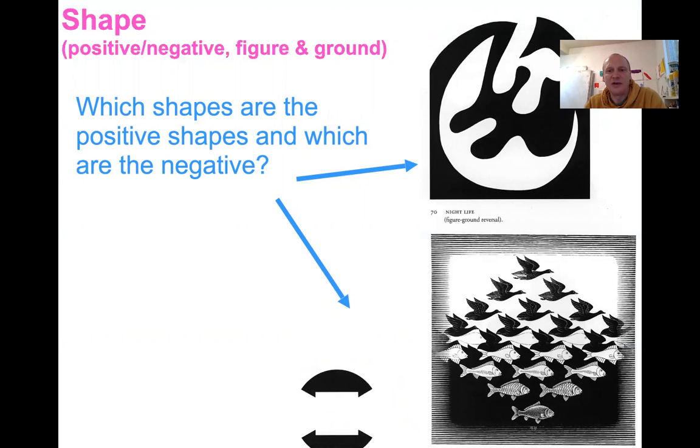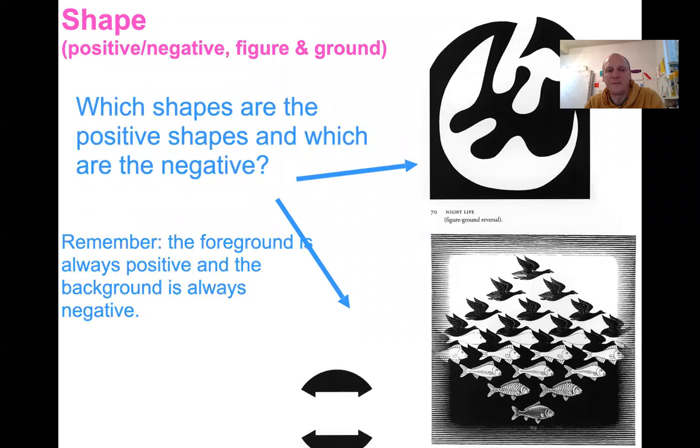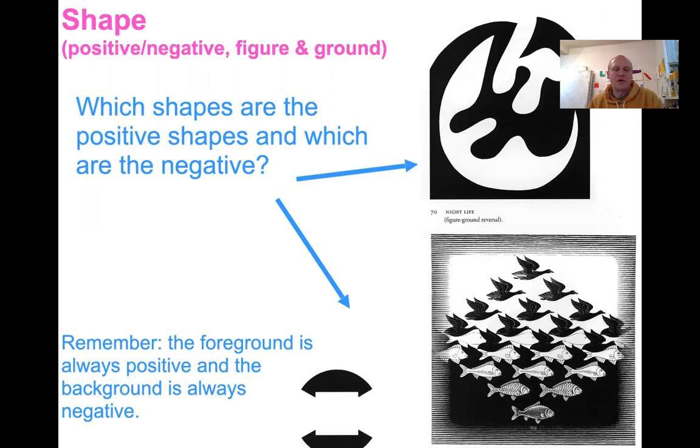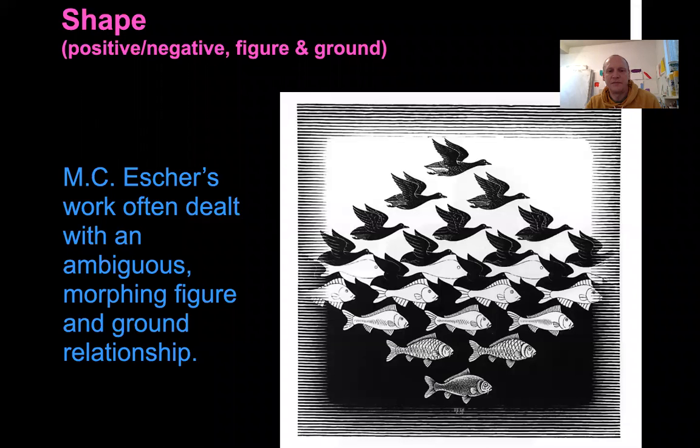So these are Escher. They're not drawings, they're prints, I think. But these are examples where the positive and the negative space is purposefully confused. So foreground is always positive and background is always negative. And he plays with this and he's flipping back and forth what is foreground and what is background. So this amorphous figure and ground relationship.